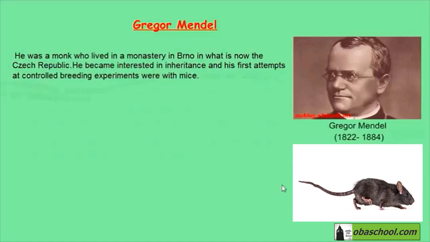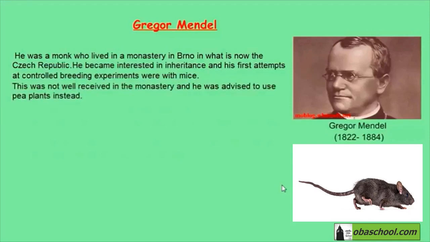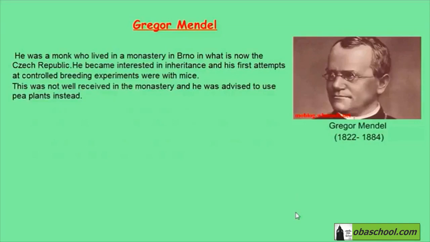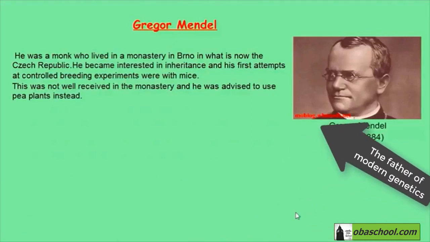However, this was not well received in the monastery, and he was advised to use pea plants instead. So he wasn't allowed to work on mice in the monastery. They advised him to use pea plants instead, to observe how features are inherited from parents to offspring. The pea plant experiments allowed Mendel to discover the fundamental laws of inheritance, and back then, he was called the father of modern genetics.